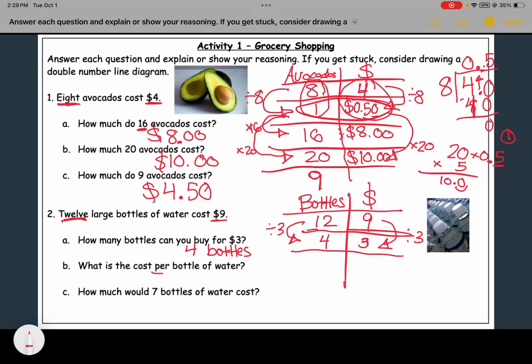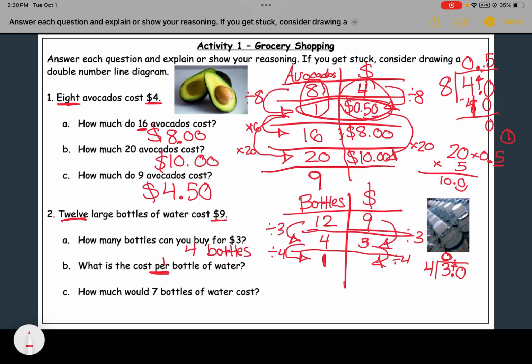Next one, what is the cost per bottle? Per bottle means 1 bottle. This would be a unit rate. So I'm going to put 1 right here. So I know to get from 4 to 1, I divide by 4. So that means I'm going to divide 3 by 4. So let's do 3 divided by 4 because this is going to be a decimal. 4 goes into 3 0 times. So I put a 0 here. Then I add a 0.0 to make sure I continue to find out what the decimal is.